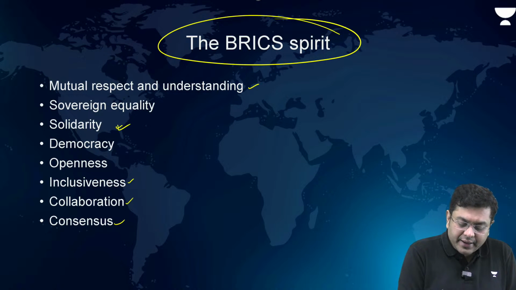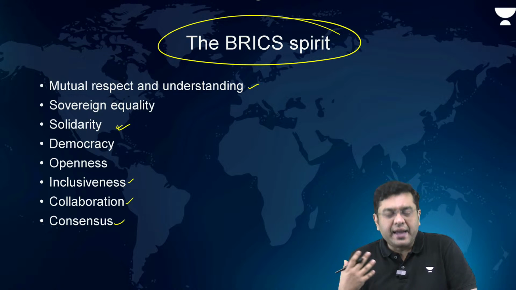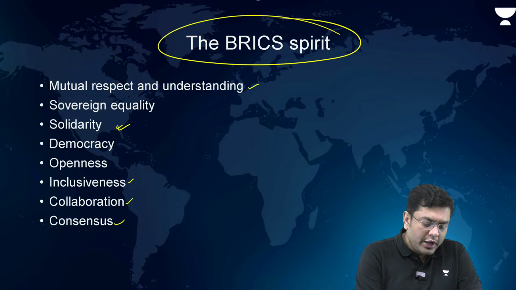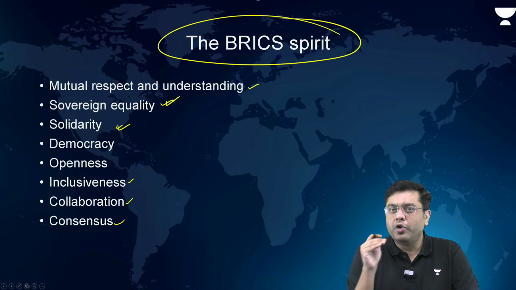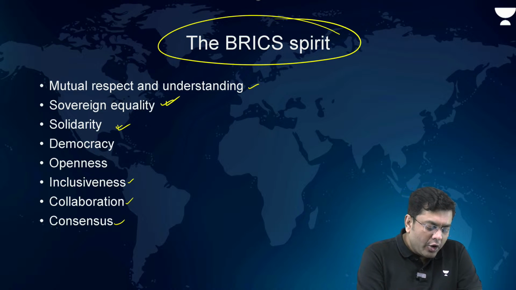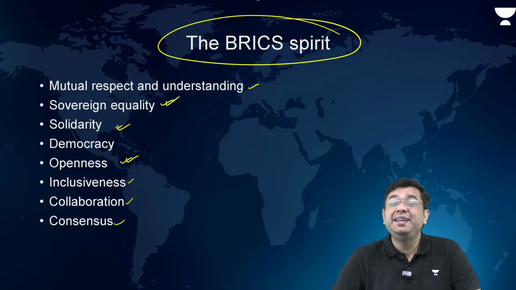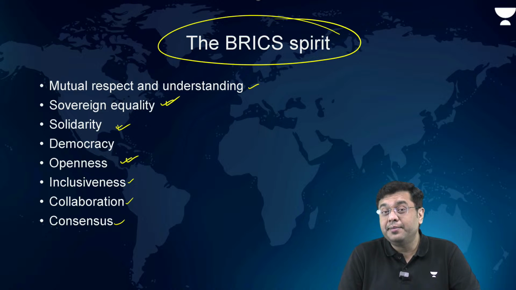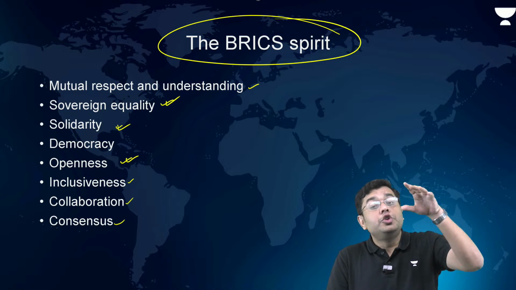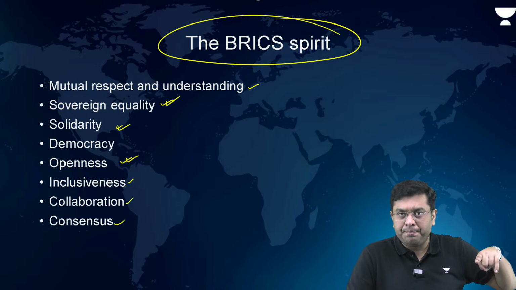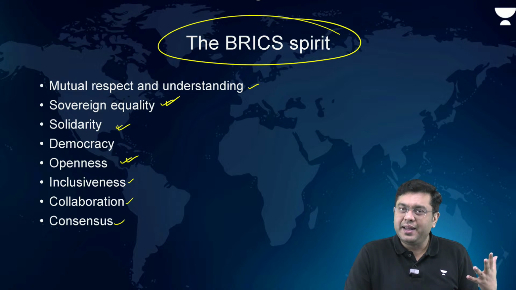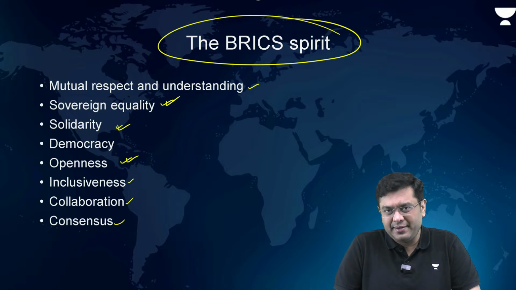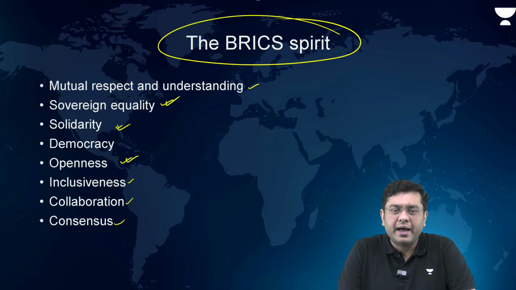When we talk about solidarity, if there is a calamity that any of the nations face, the others should always have a solidarity approach. Sovereign equality: treat everyone as your equal. Nobody is higher or lower. Openness in terms of exchange of ideas, future goals, and perspectives. Inclusiveness means any decision taken by BRICS should be beneficial for all of them, be it the financing mechanism or anything else. And collaboration, and also consensus, not on a majoritarian basis.